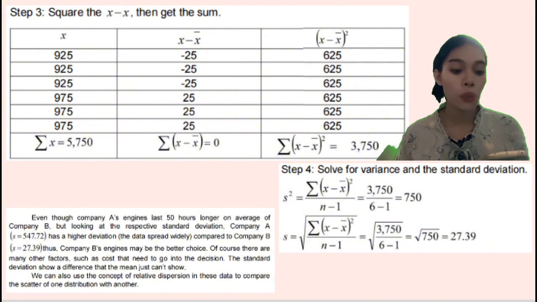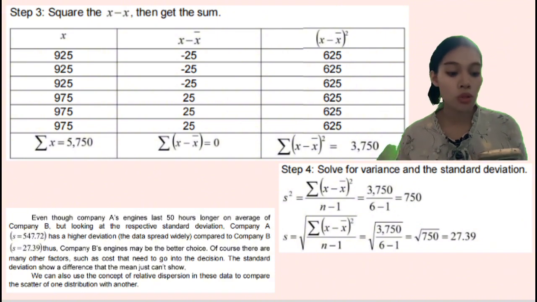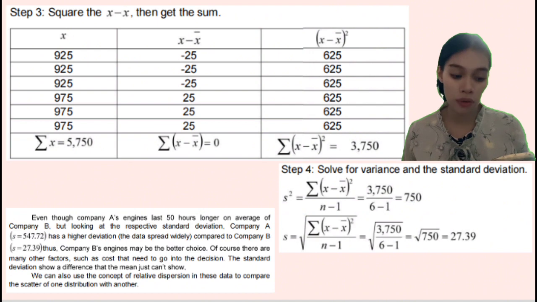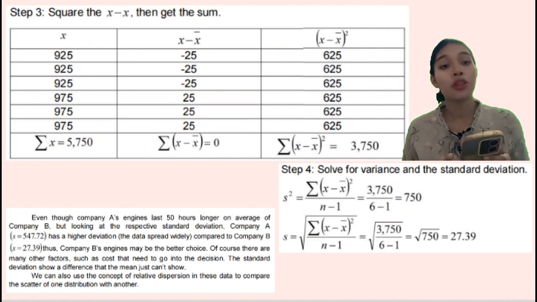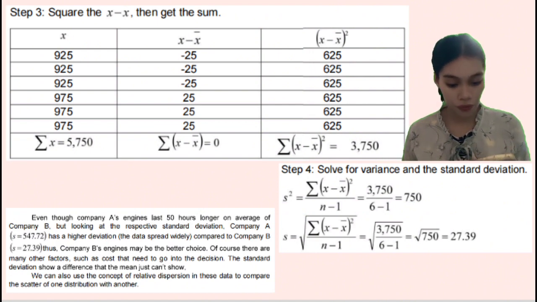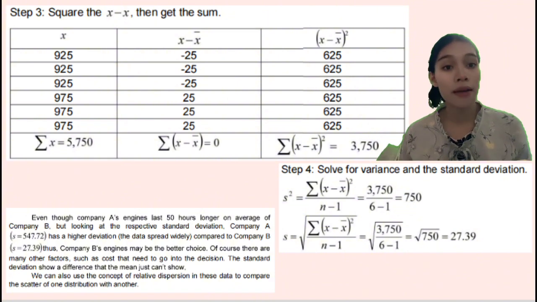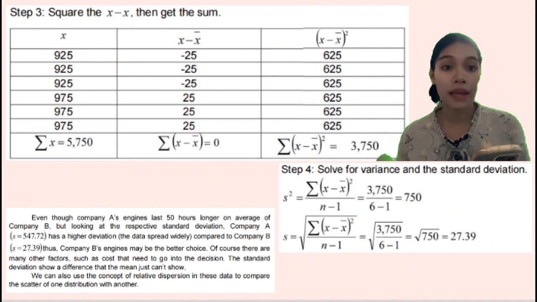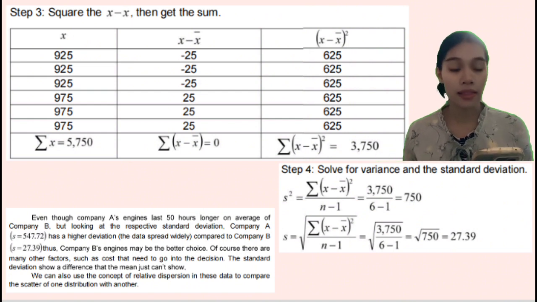And so we need to sum it. So to sum it, we just need to add all these values. So 625 plus 625 plus 625 plus 625 plus 625 plus 625 is 3,750. So for step 4, our final step, we need to get again the variance and the standard deviation.